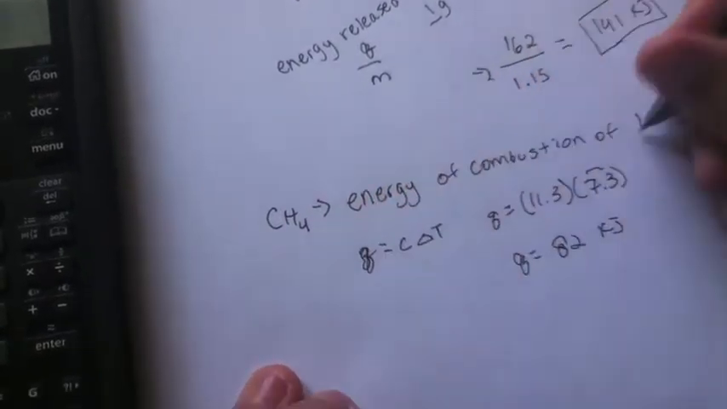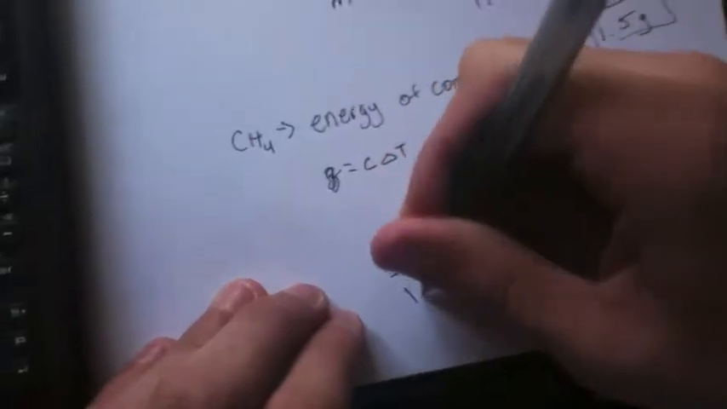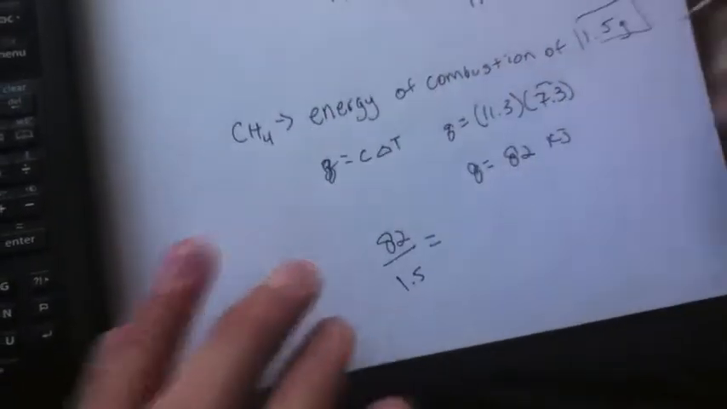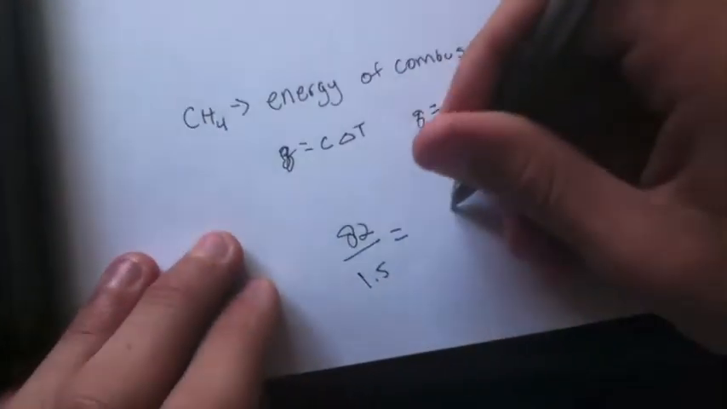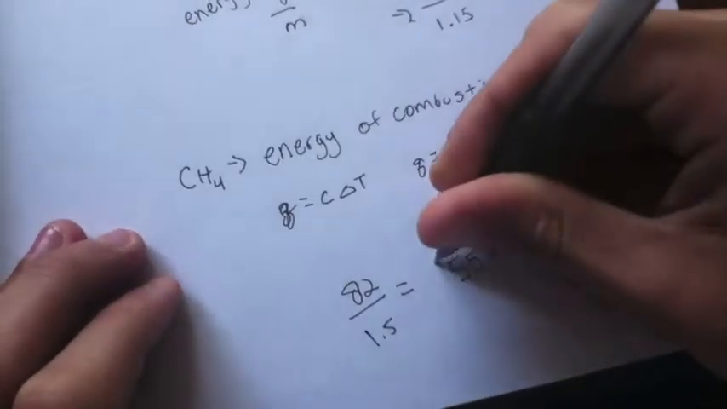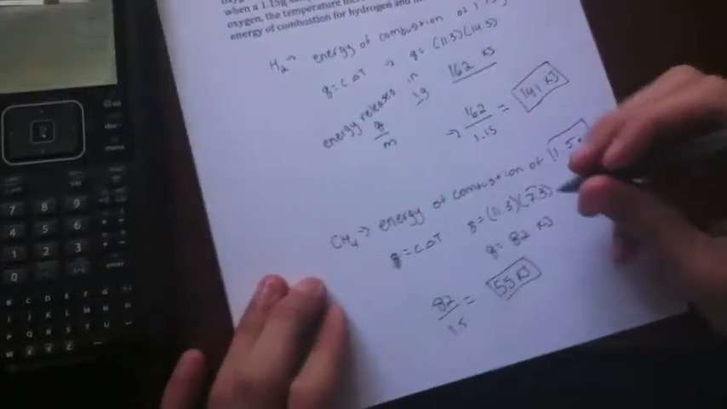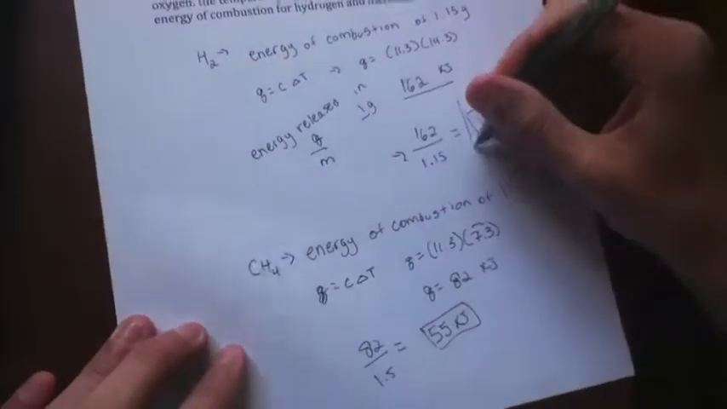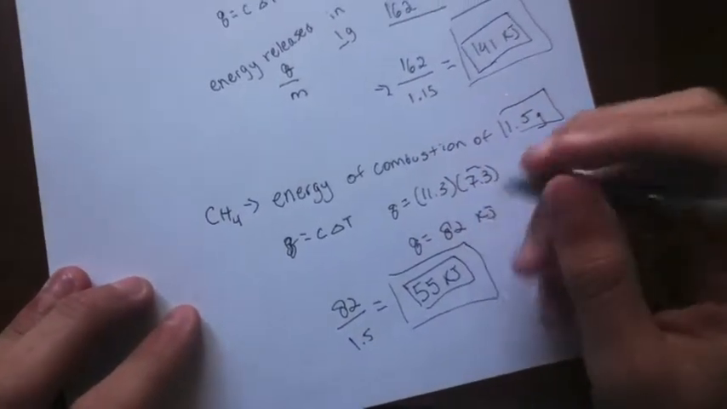So now, same thing. This was the energy for 1.5 grams, so it's going to be 82 divided by 1.5 grams. That's going to be the energy of combustion for 1 gram. So it's 82 divided by 1.5. You get 54.667, but you want 2 sig figs again, so round up to 55 kilojoules. And that is the answer and how you solve this problem. So you get the energy of combustion is 141 kilojoules for the H2 and 55 kilojoules for the CH4.